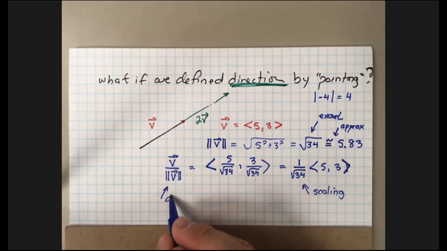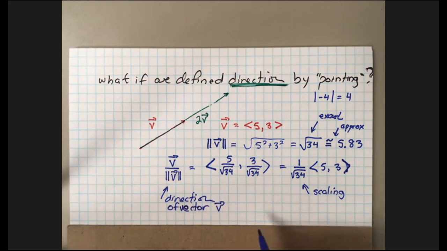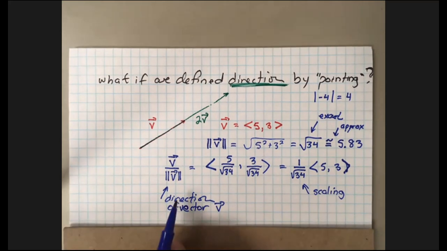This is the direction. Whenever you take a vector and divide it by its length, that is called the direction of the vector v. Now, at first, you're going to revolt against this because no, direction is north, direction is northeast, direction is southwest. Direction is 35 degrees, Dave. Say, no. Open your mind. Let's call this direction.